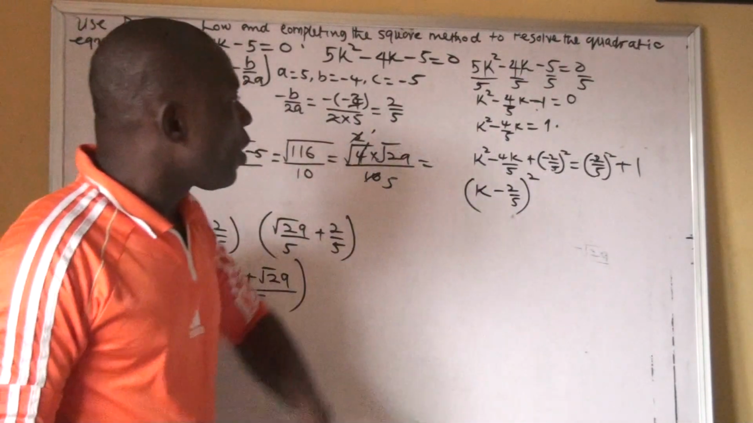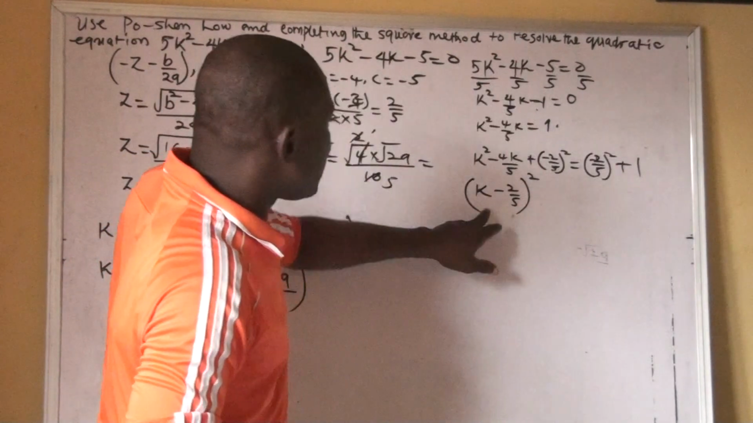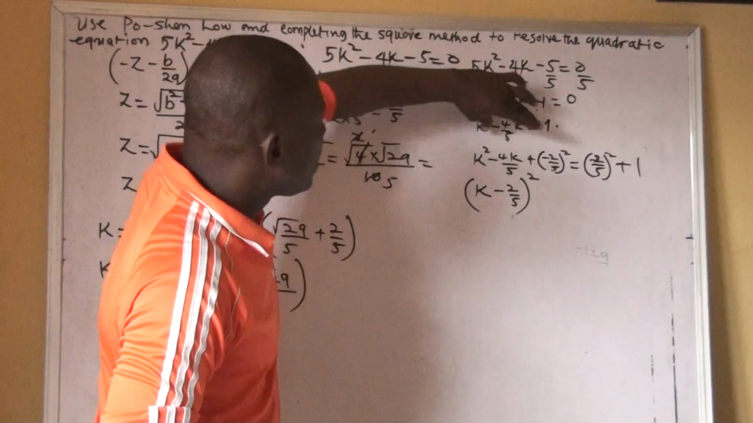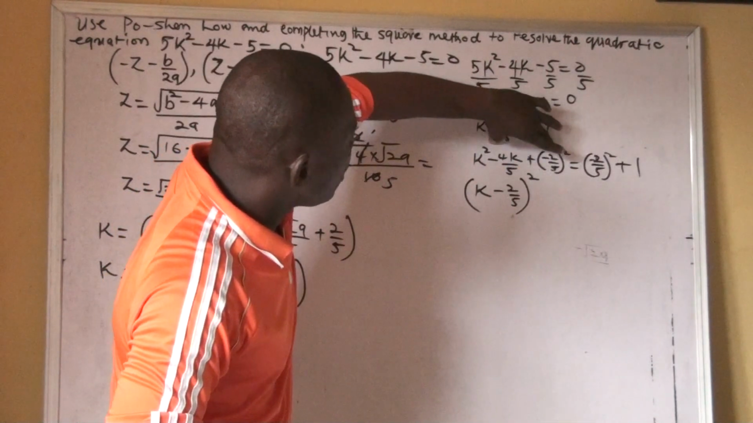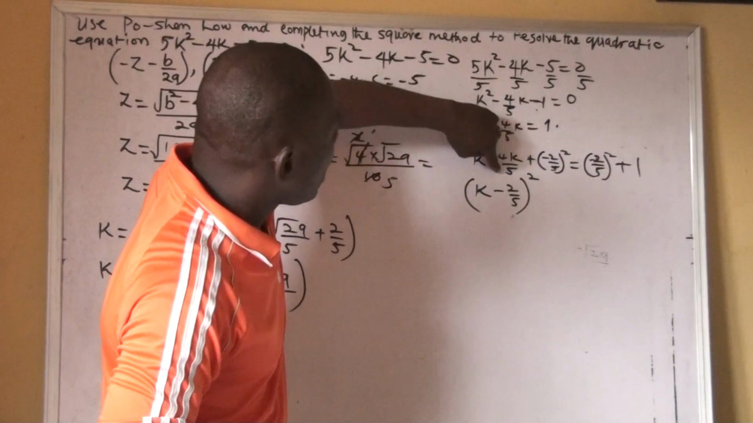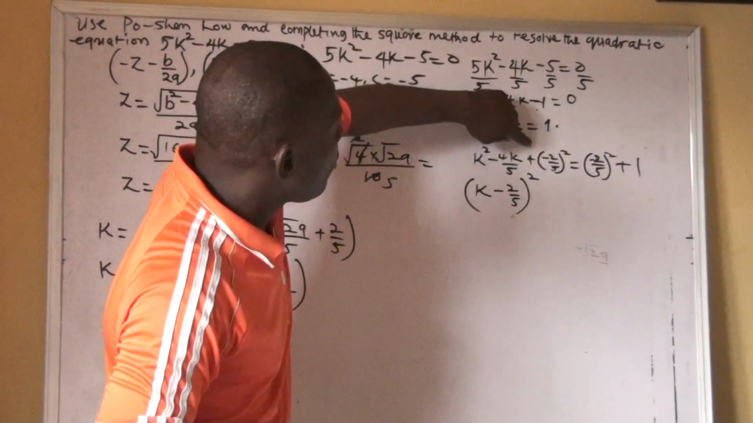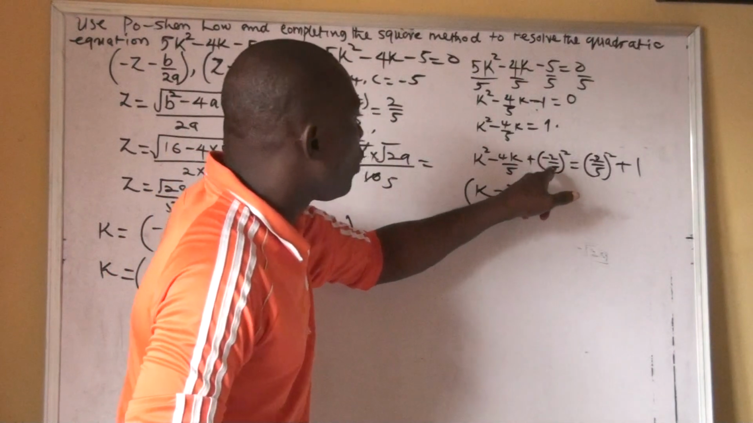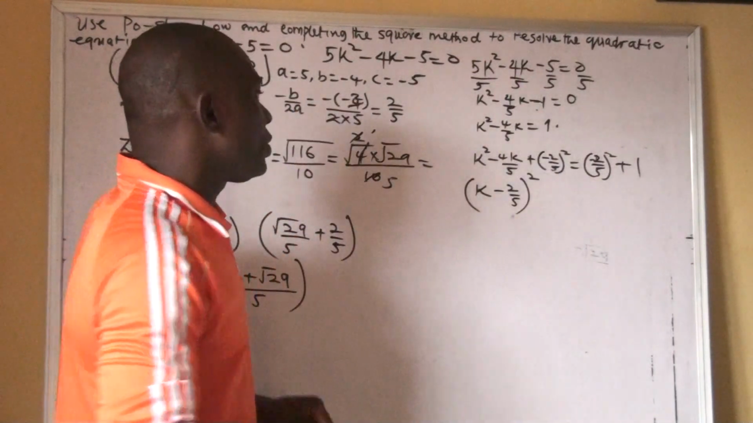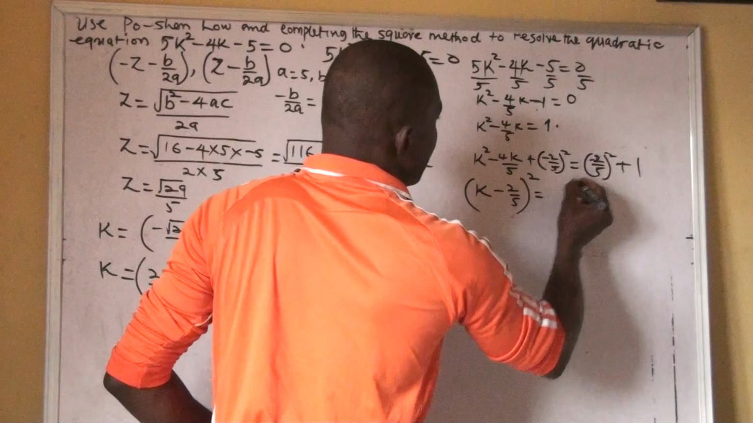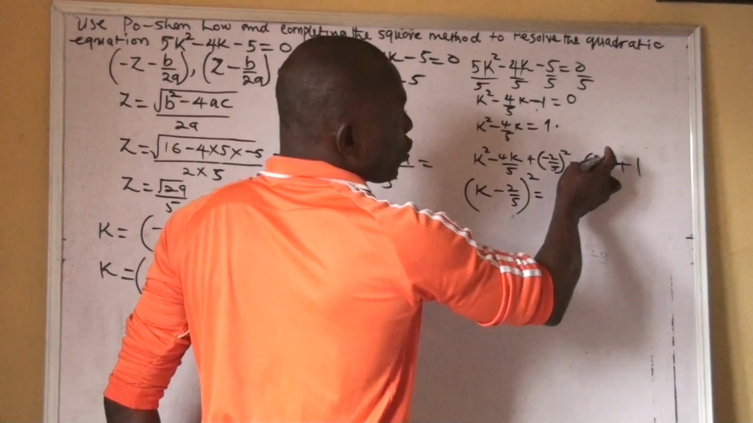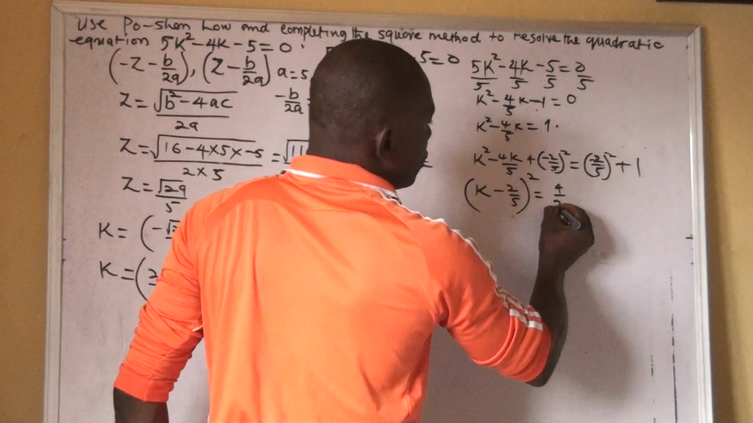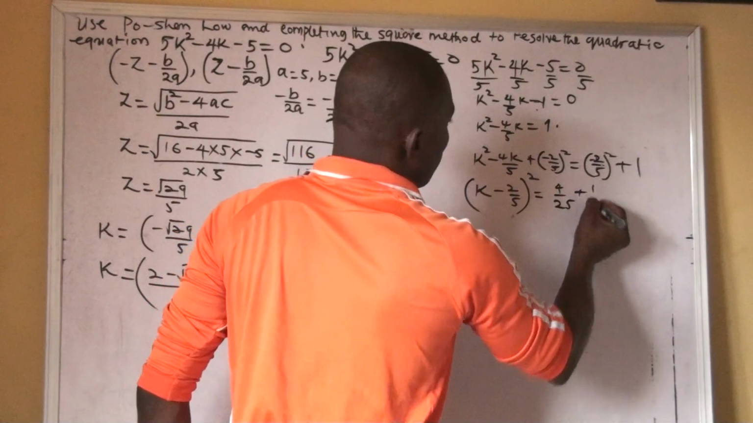Now what this simply means is that by the time you expand this k minus 2 over 5 all square, it's going to give you everything. It's going to give you k squared minus 4k over 5 plus, when we square this one, definitely 4 over 25. So that is the implication here. The next step is that you look at the right hand side. If you square minus 2 it gives us 4, square 5 gives us 25, plus 1.